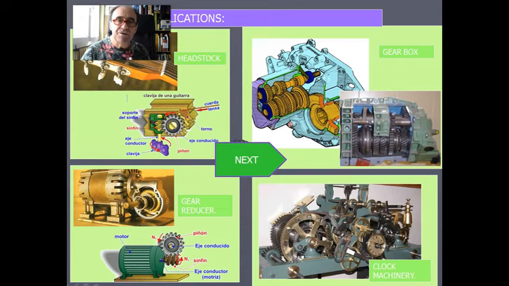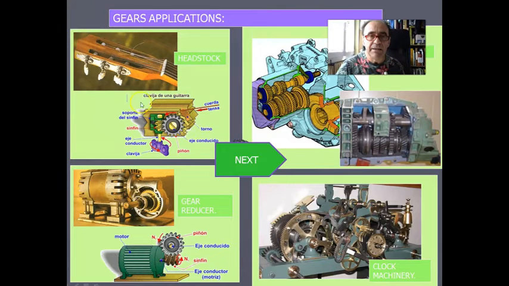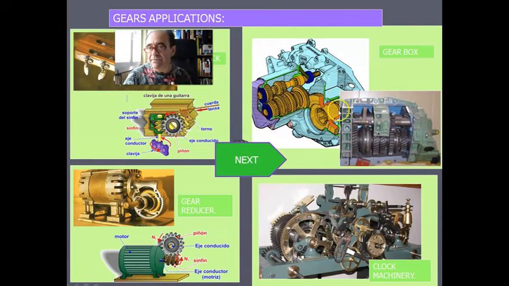Gears applications. For example, this one is for the worm gear. This one is the speed reducer, and a gearbox, la caja de cambios from a car. Okay.